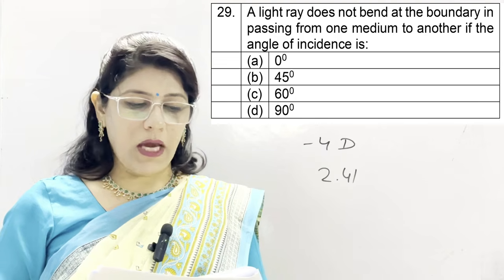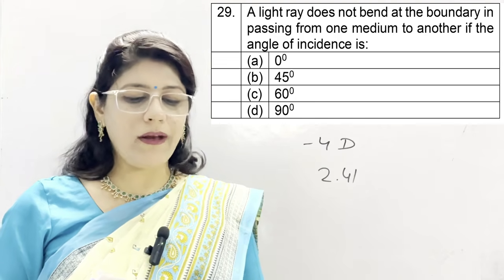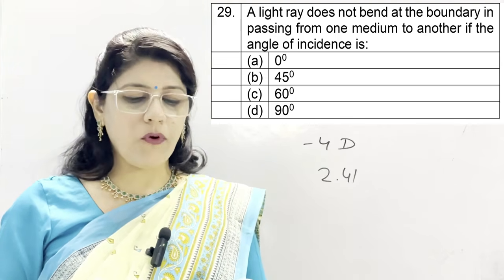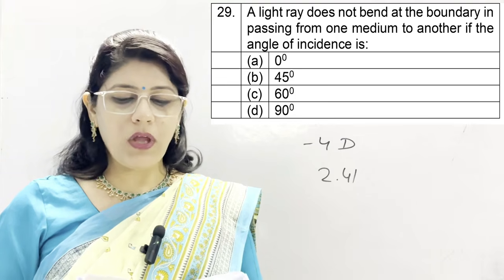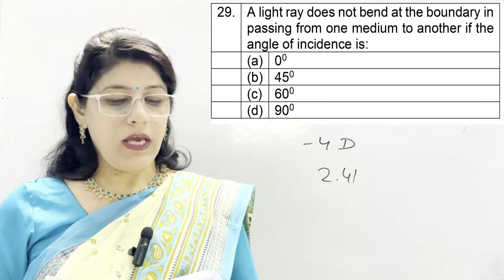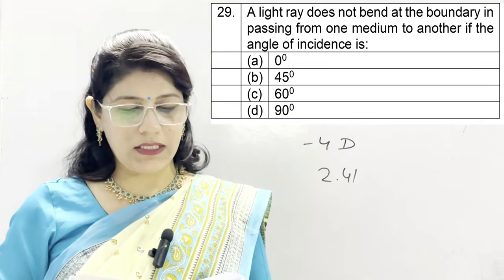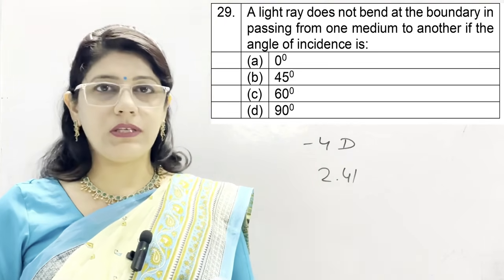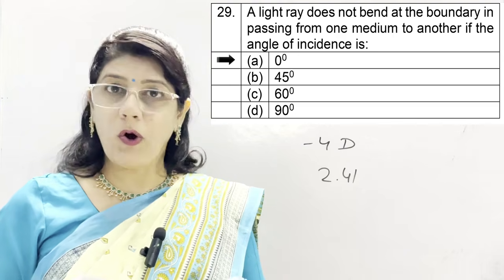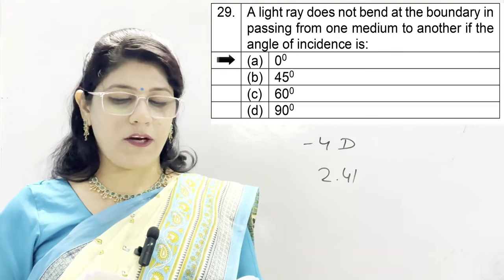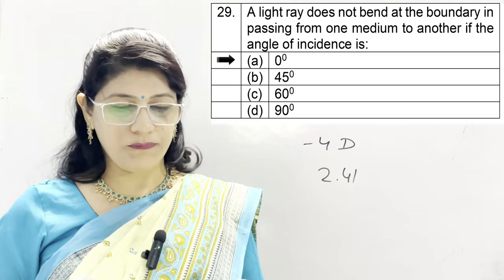In question number 29, a light ray does not bend at the boundary in passing from one medium to another if the angle of incidence is: A option is 0 degree, B is 45, C is 60 and D is 90 degree. We know the angle of incidence is 0 degree, because only then there is no change in the direction of light.